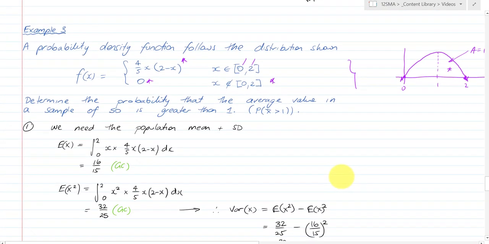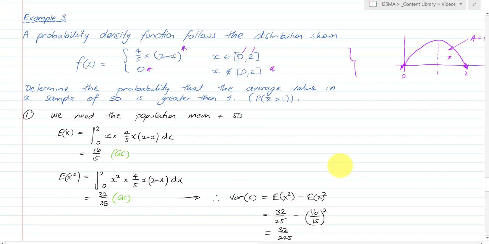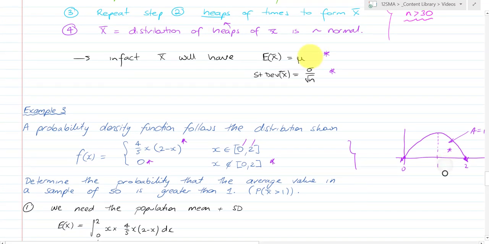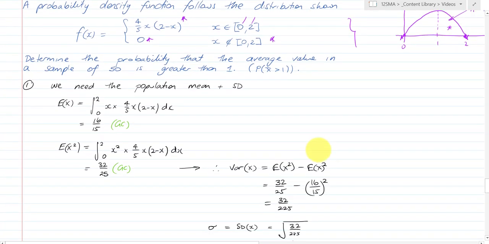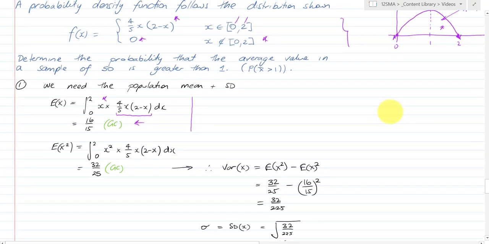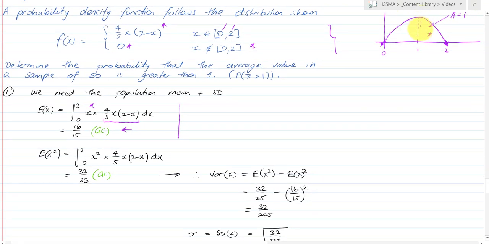So the first thing we need to know is the population mean, and the population standard deviation. Keep in mind that this all depends on these values in order to use them to get the sample mean and sample standard deviation. So the population mean, going back to our work in math methods, is equal to the integral between 0 and 2 of the function times x. That's how we get our expected value, and I've just done this in a graphic calculator because it is a math methods skill, and it's 16 over 15. So my actual expected value is just above 1.